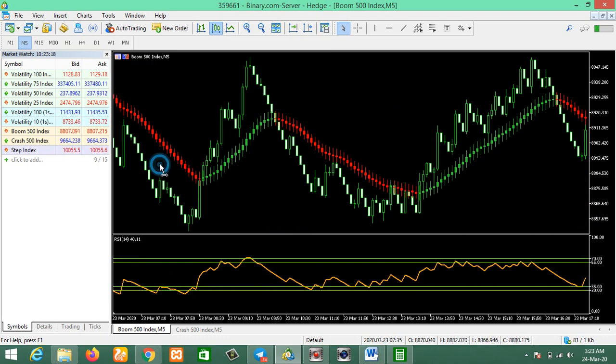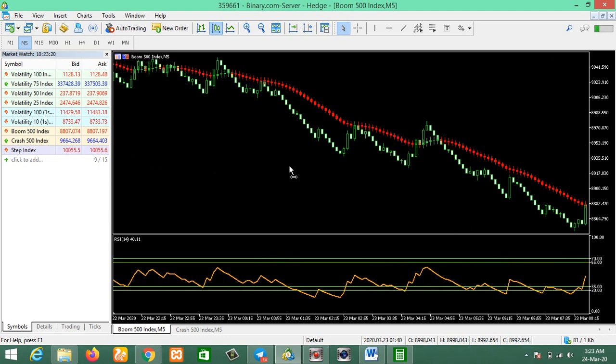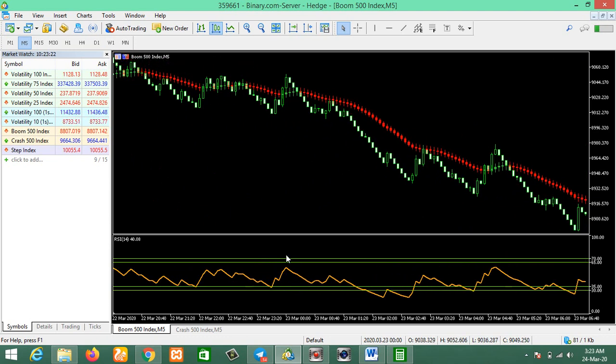Okay, first I will start with the RSI. How can we use this RSI? What does this RSI depict? You can see the RSI right here. The levels of my RSI are 70, 65, 35 and 30. So 70 being the highest, 30 being the lowest, while 65 and 35 are in the middle.